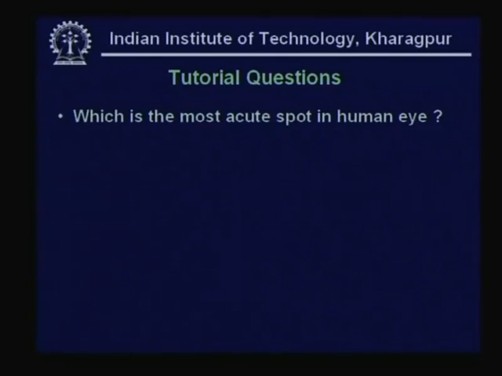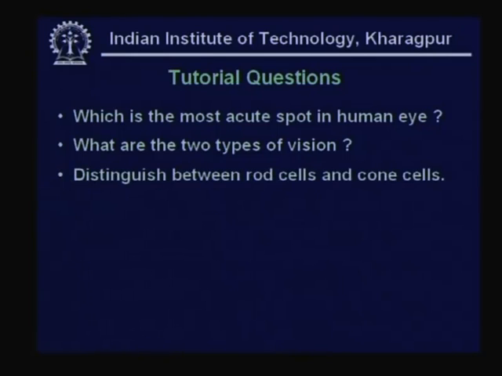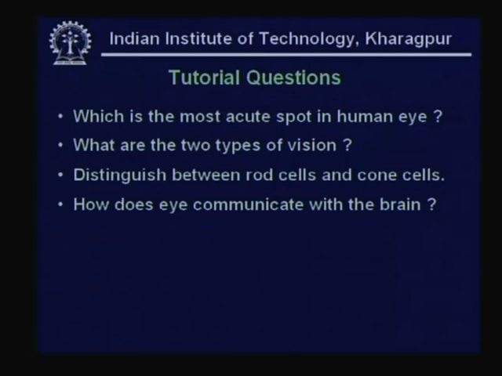In the next lecture, we will cover some quantifiable parameters with which one could assess the vision, and thereby look at the illumination system. The first question is, which is the most acute spot in the human eye? 2. What are the two types of vision? 3. Distinguish between rod cells and cone cells. 4. How does the eye communicate with the brain?